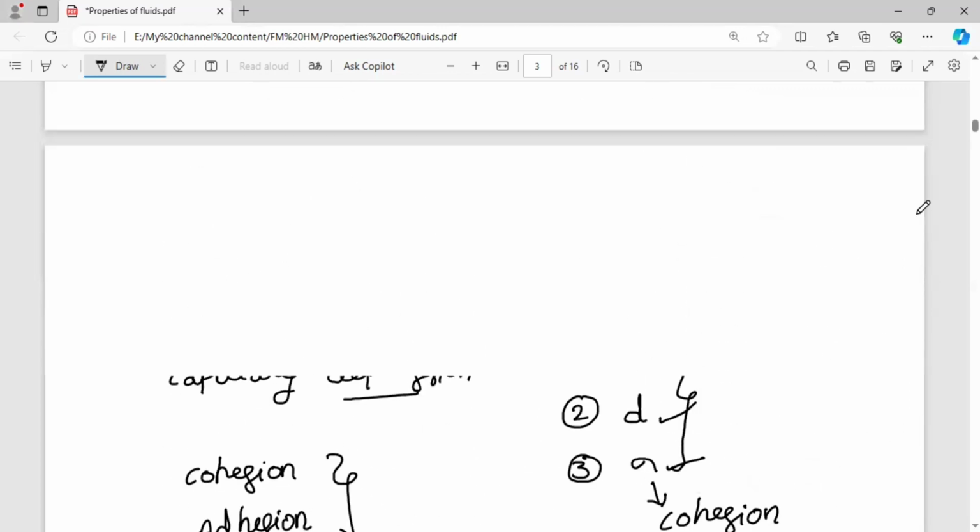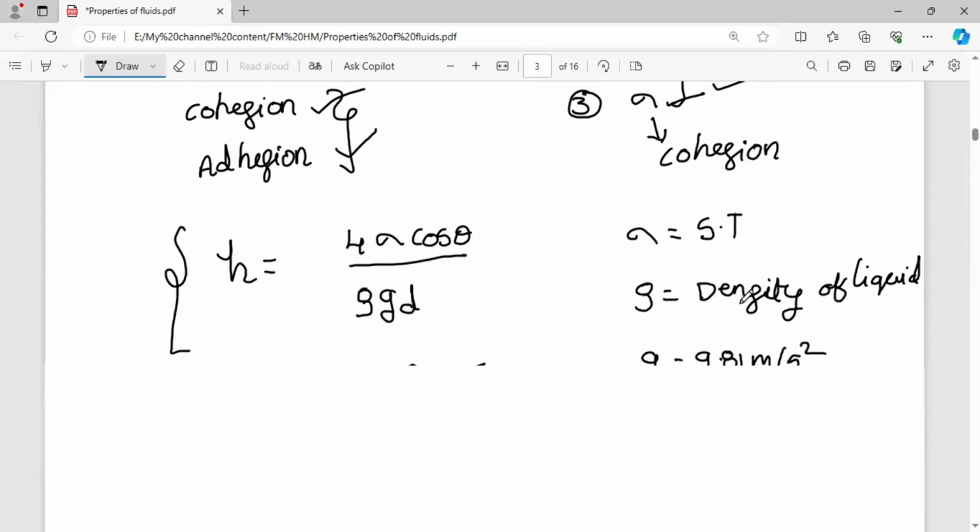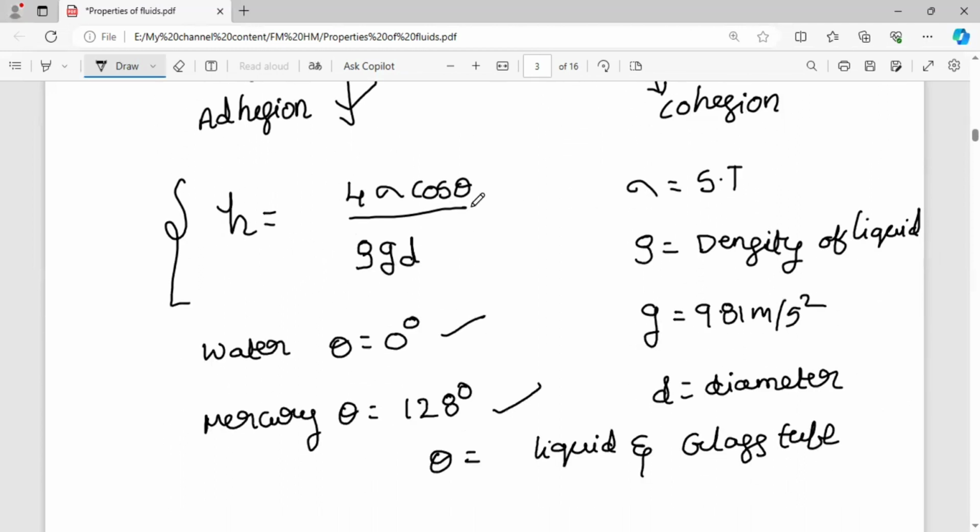Okay, the major points to remember: capillary rise or fall of liquid is called capillarity. Capillarity is caused due to both cohesion and adhesion properties. Units are meters of liquid, centimeters of liquid. Capillarity depends upon the specific weight of the liquid, diameter of the glass tube, and surface tension of the liquid. The formula is H equal to 4 sigma cos theta by rho g D. For water, theta equal to 0 degrees. For mercury, theta equal to 128 degrees.